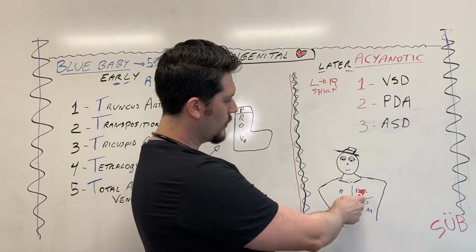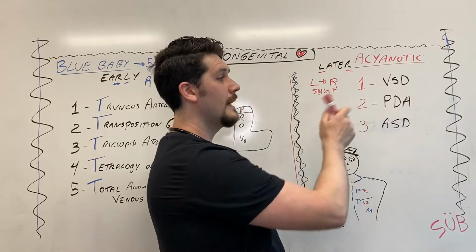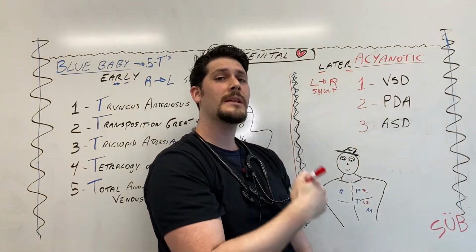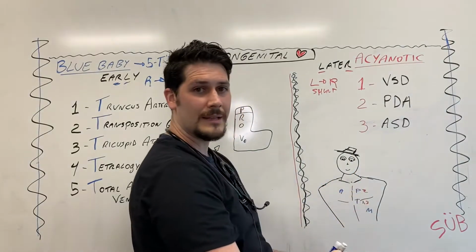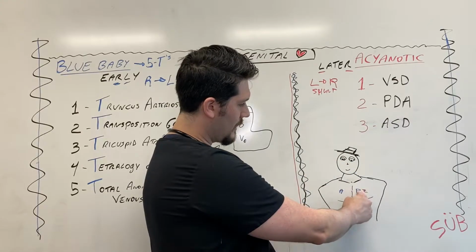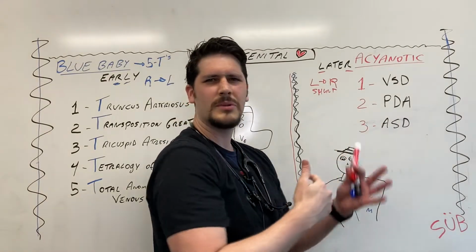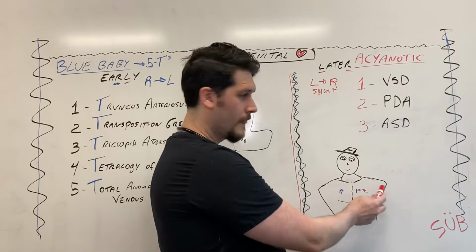So 2 is going to be PDA. It's going to be a continuous machine-like murmur. Continuous murmur. And you're going to hear it in the left upper chest. In this area, they might even say behind the scapula, in between the scapula, left upper chest, this whole area.